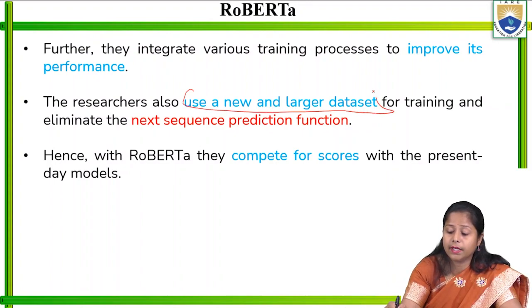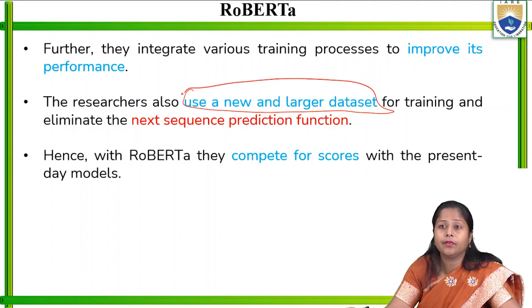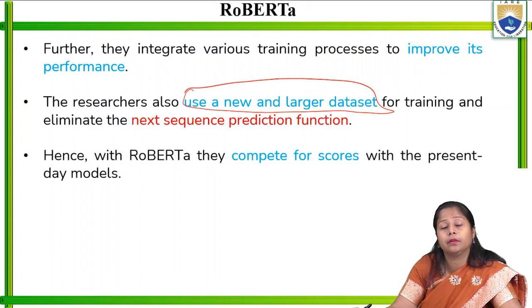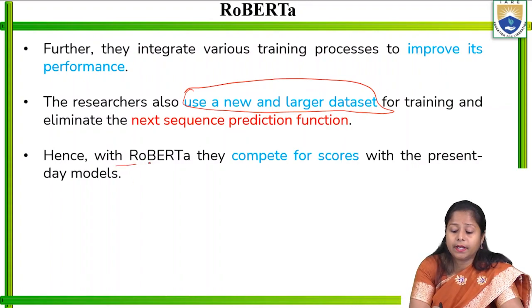So they gave training material and data sets for those, and they also eliminated the next sequence prediction function. For that they used pre-trained models with these new implications, and they also used different other data sets so that it can work properly and give accurate performance. Hence, with RoBERTa, they compete with the scores of present-day models.